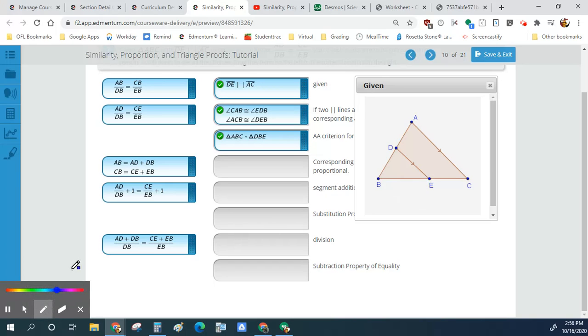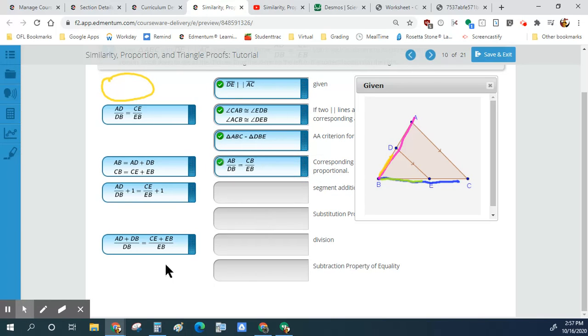Let me kind of do this. So we're doing this big line divided by this smaller line, and then we're going to do this big line divided by this smaller line. So that's what we're doing right here. We're going to bring this over, bring it over here, clear the board.